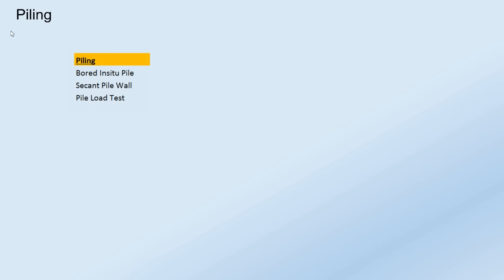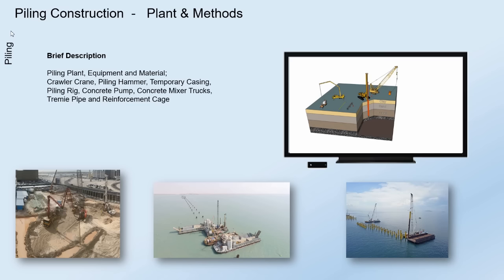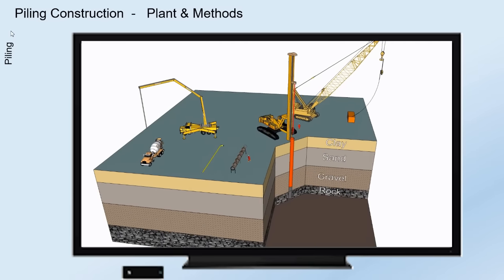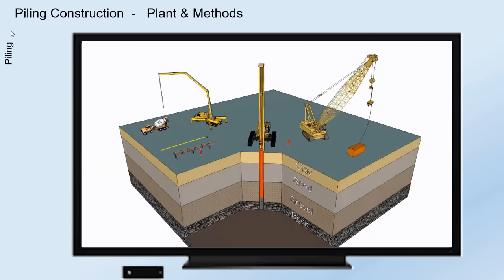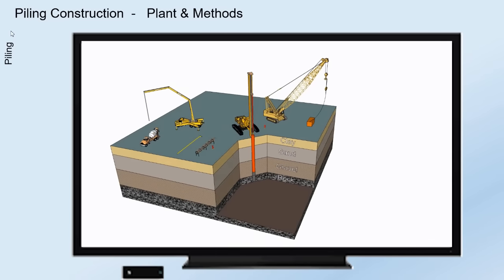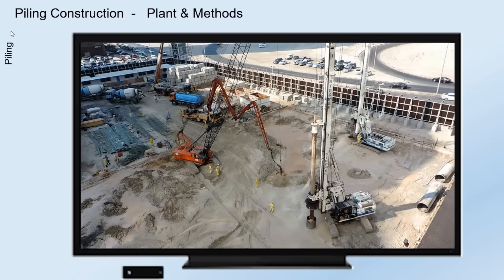Piling. Piling plant, equipment, and material. Crawler crane, piling hammer, temporary casing, piling rig, concrete pump, concrete mixer trucks, tremie pipe, and reinforcement cage.